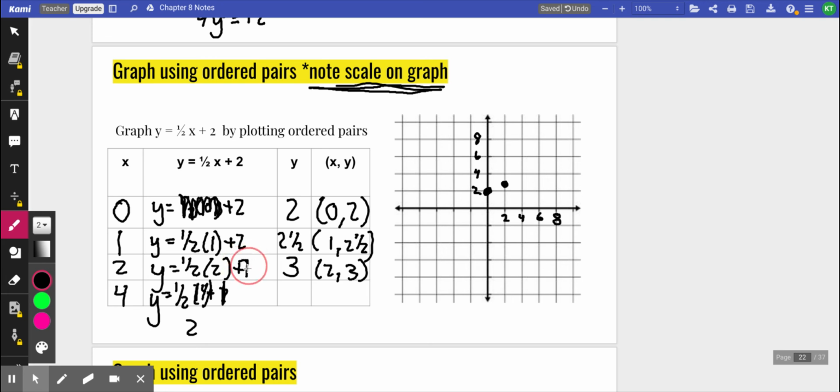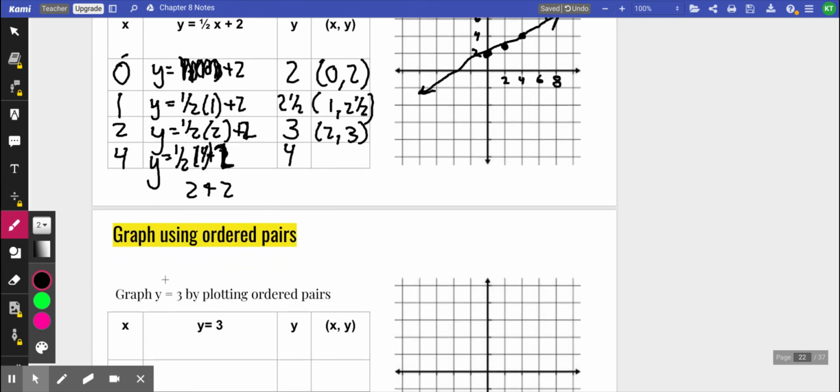Oh, sorry, this is a 2. I keep writing that wrong. So half of 4 is 2, plus 2 equals 4. So if I were to graph that, 4 for x, 4 for y. Try to do the straight line here and connect. All right, so we're going overkill with doing all of these points. Really, you only need 2 points in order to graph a line.